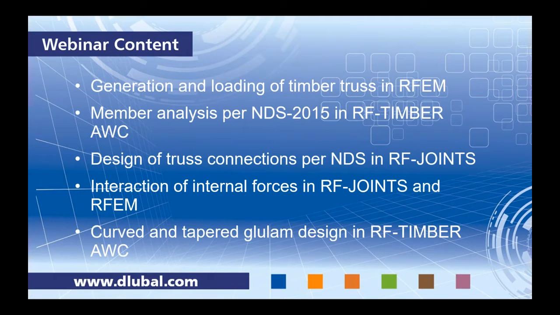So as far as the webinar content for today, we will first go through the generation and loading of a simple timber truss in RFEM. Then we'll take a look at member analysis per the NDS 2015 in our add-on module RF-TIMBER AWC. Next, we'll move on to a different add-on module, RF-JOINTS, and as of a couple weeks ago, we added the NDS code for the design of timber connections. Then I want to show you the interaction of internal forces and connection stiffnesses between RF-JOINTS and RFEM. And lastly, we will take a look at curved and tapered glulam design in the add-on module RF-TIMBER AWC.